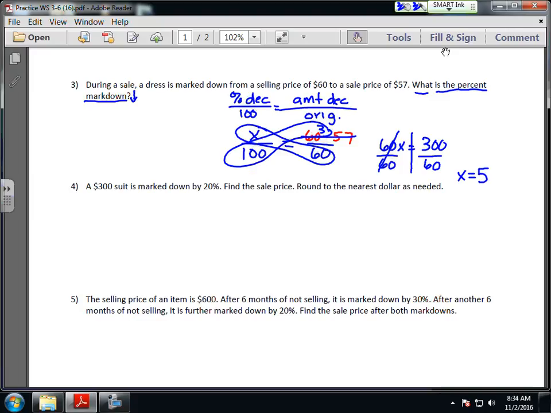Do I get a 5% increase or decrease? Decrease. So the dress has been marked down 5%.